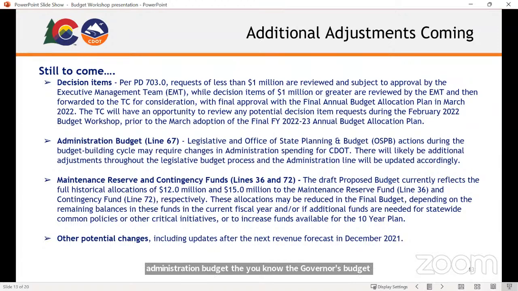There'll be a lot of items within that request that will impact us, common policy type items, allocations that we get. So we still will need to make all of those changes.